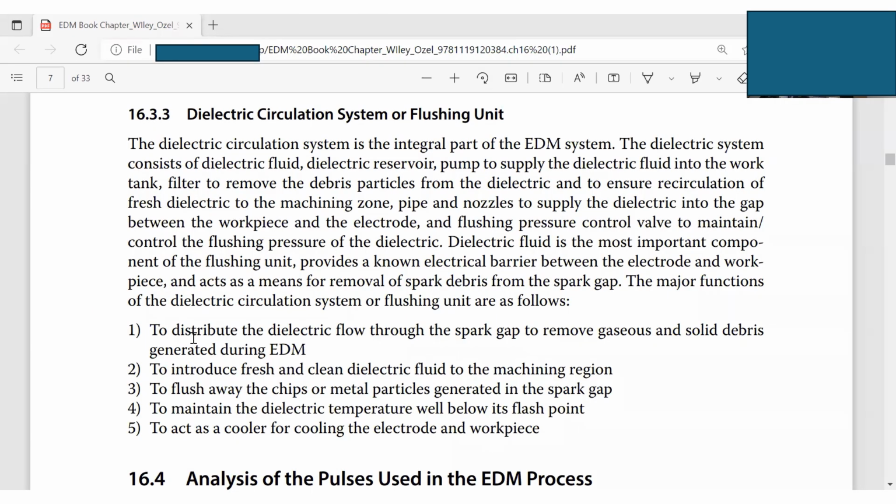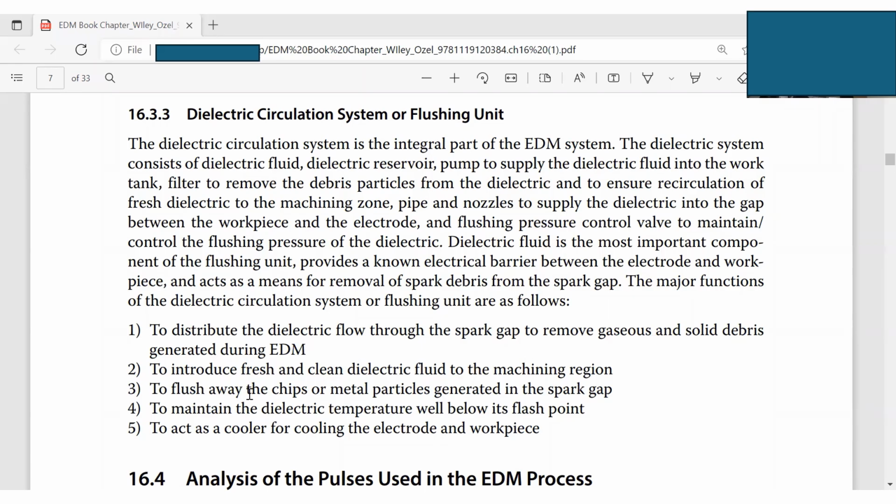So here, the first is to distribute the dielectric flow through the spark gap. The spark gap means the EDM electrode and the workpiece. Then, to remove gases and solid debris generated during EDM because of high temperature, and to introduce fresh and clear dielectric fluid into the machining region. That means the pump will bring pressure. This is a fresh and clear dielectric fluid into the machining region.